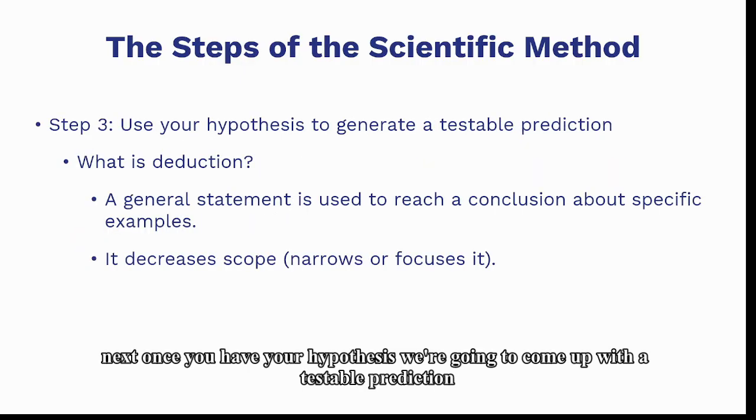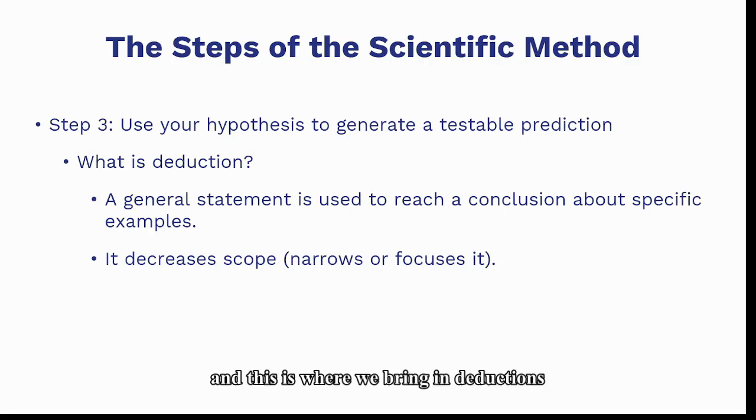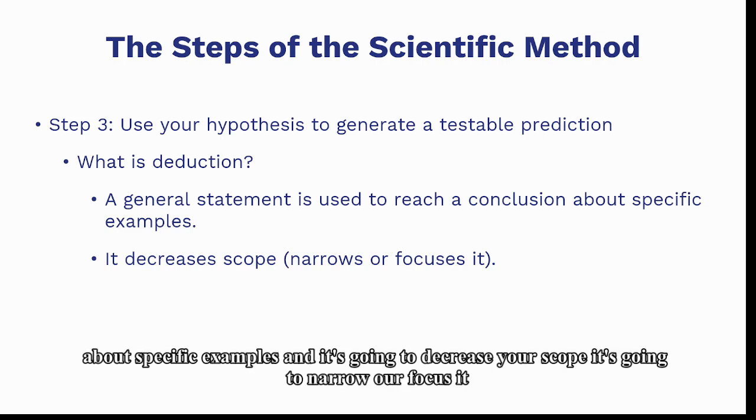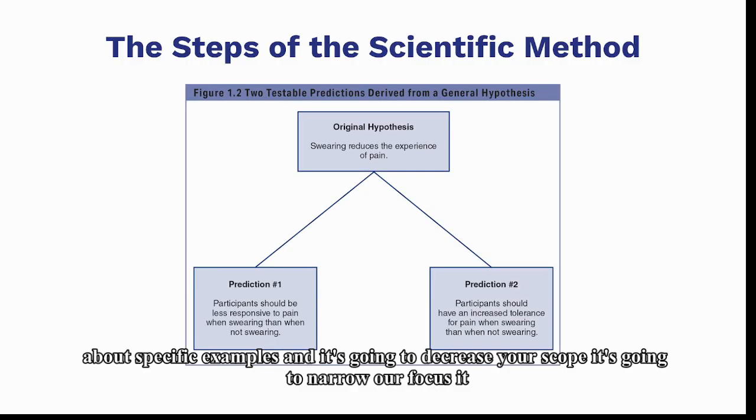Next, once you have your hypothesis, we're going to come up with a testable prediction. And this is where we bring in deductions. So a deduction is going to be a general statement that we use to reach a conclusion about specific examples, and it's going to decrease your scope. It's going to narrow or focus it.